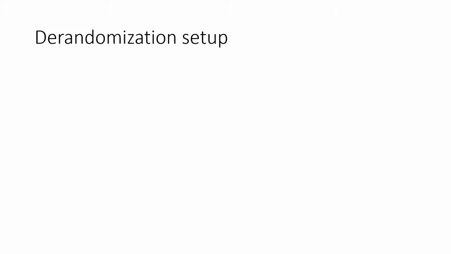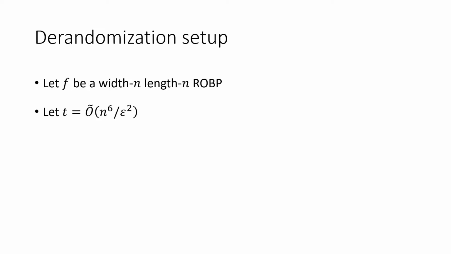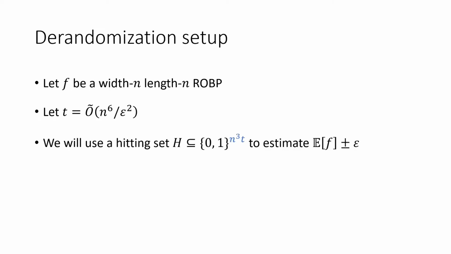All right, without further ado, let me tell you the proof of our theorem. So let f be a width n, length n read-once branching program, and let t be polynomially larger than n. We'll use a hitting set consisting of strings of length n cubed t, so considerably larger than n. And using this hitting set, we'll estimate the expectation of f to within plus or minus epsilon. This will immediately imply L equals BPL. So I just need to explain how to use these bit strings of length n cubed t to come up with an estimate for the expectation of f.